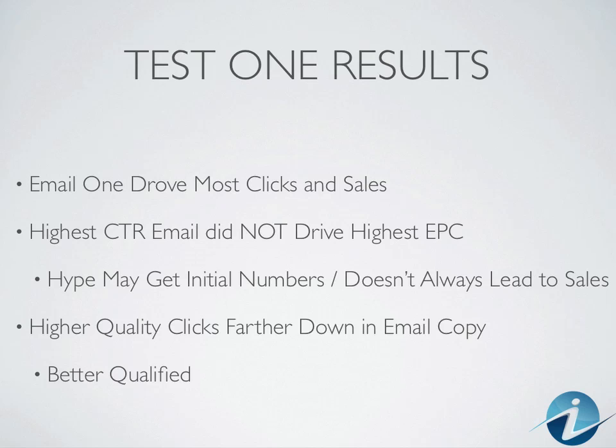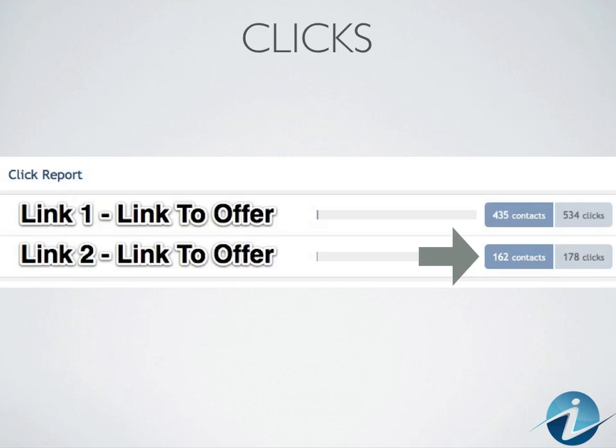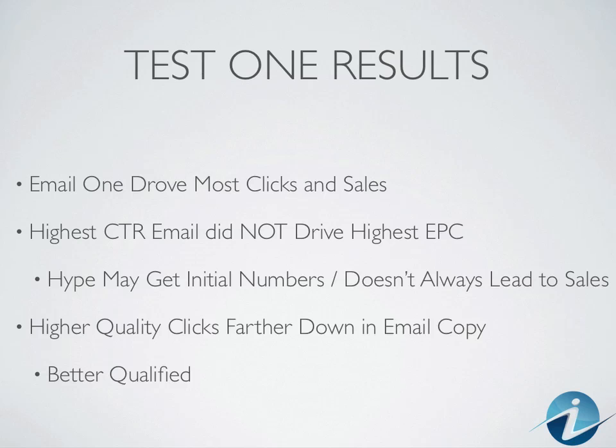So hype may get the initial numbers, but it doesn't necessarily always lead to sales. What's interesting is that as we went further down in the email copy, the people that clicked on that second text link read more and were a little bit more pre-qualified. Those people clicked the link, not the image, but link number 2 on all of these offers where that gray arrow was. They were better qualified, and that link actually made the highest EPC for overall sales.